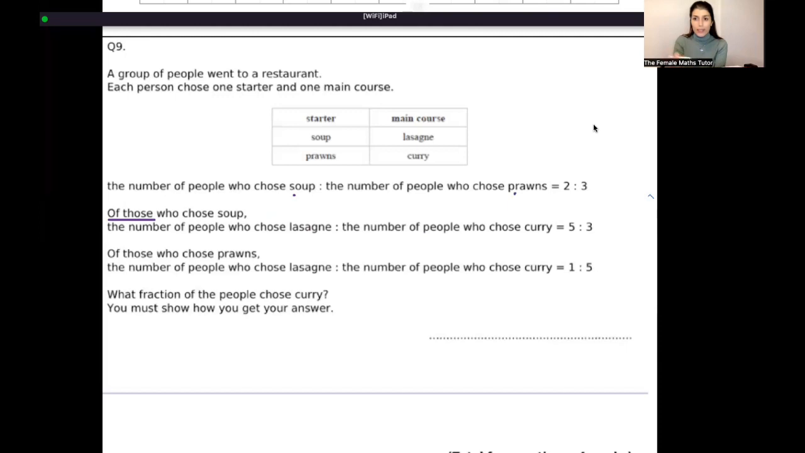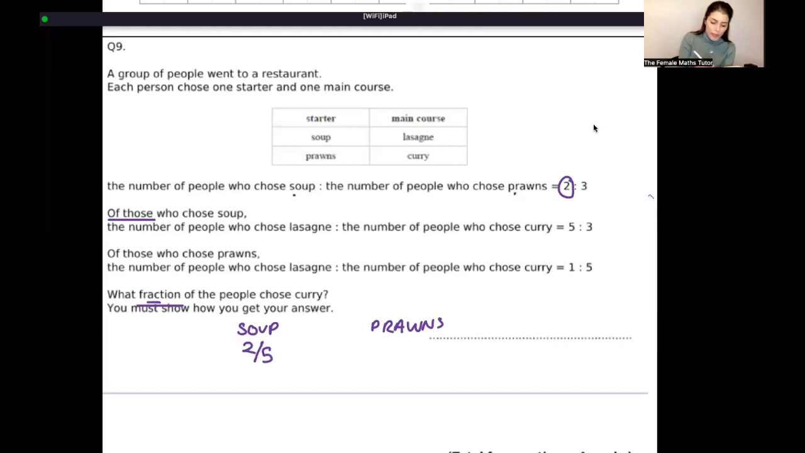Looking at this, in the actual exam, not many students got this question correct. But the key here is fraction. So that should tell you to convert the ratios to fractions. So the first thing I would write is soup to prawns. I know that 2 out of 5, because there's 5 parts in total. So 2 people out of the 5 people chose soup.